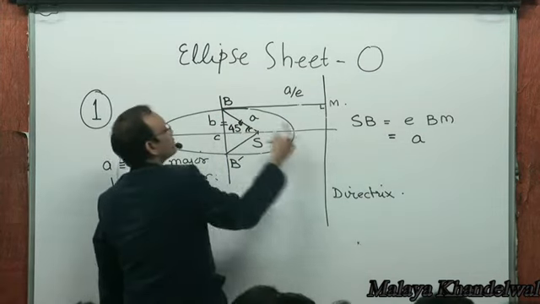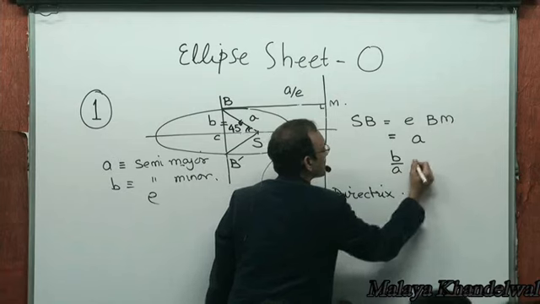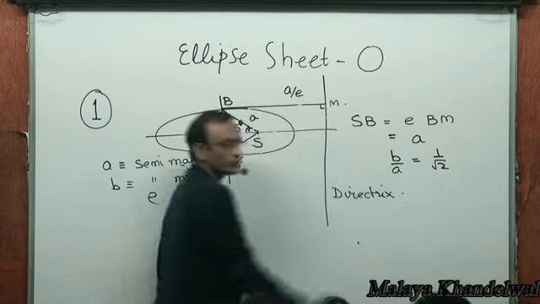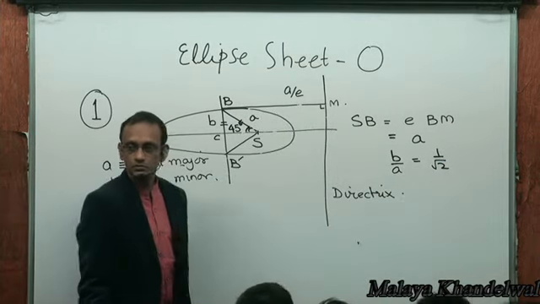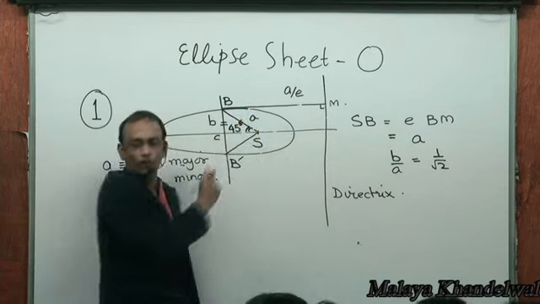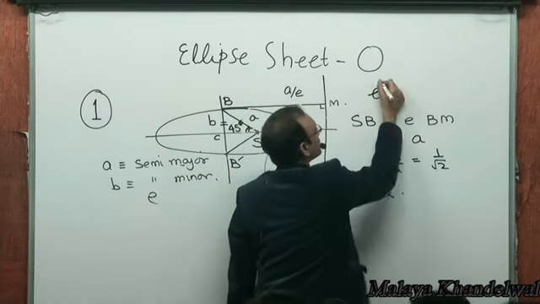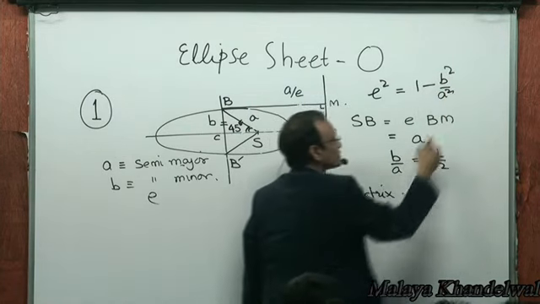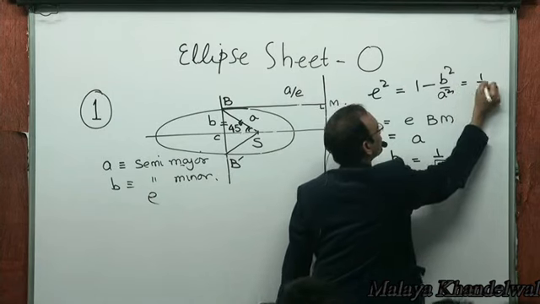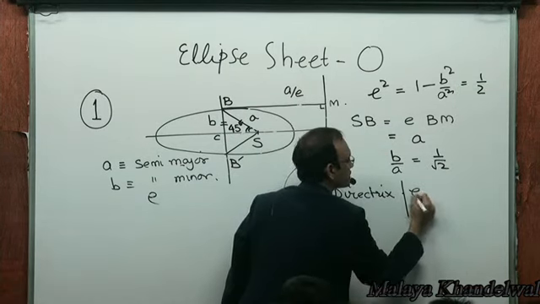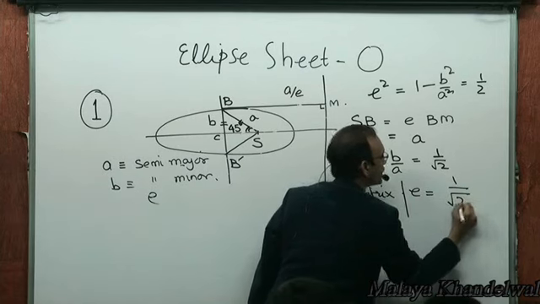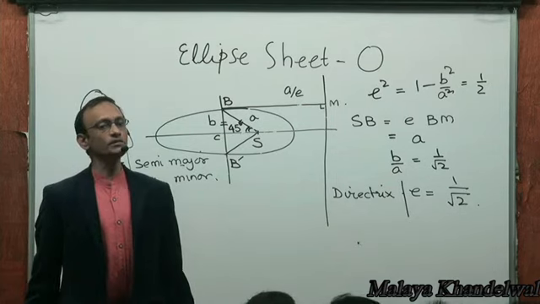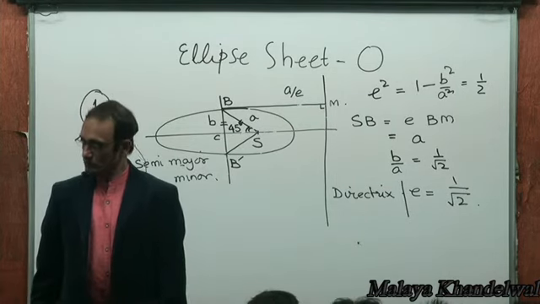And do you see that B by A is sine 45 degrees, which is 1 by root 2? Isn't it? So E squared is given by 1 minus B squared by A squared. So 1 minus half, that makes it half. So the eccentricity of the ellipse is going to be 1 by root 2. That's going to be the eccentricity of the ellipse. Yes or no? Sounds good? Right?